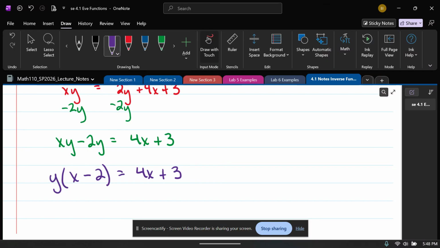Now, what's going on between y and that parentheses, x minus 2? What operation? What's the opposite of that? Division. So I'm going to divide by the parentheses there to get y back by itself. So I'm going to divide by x minus 2.